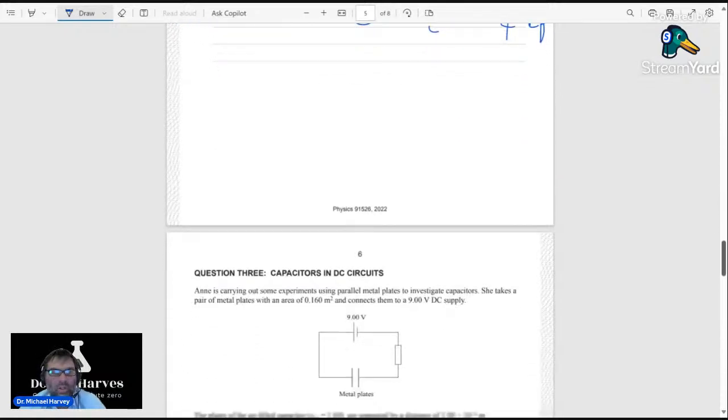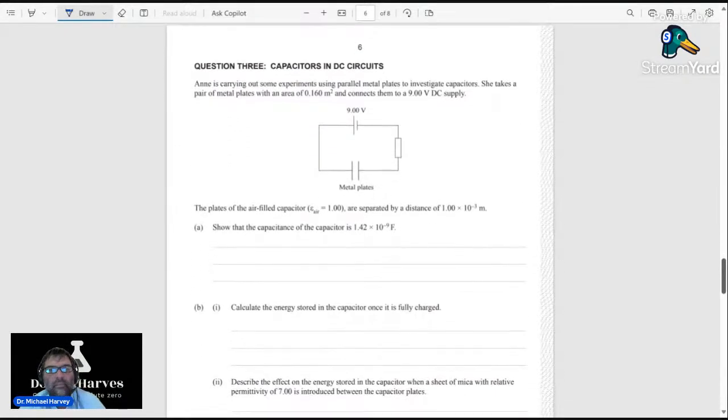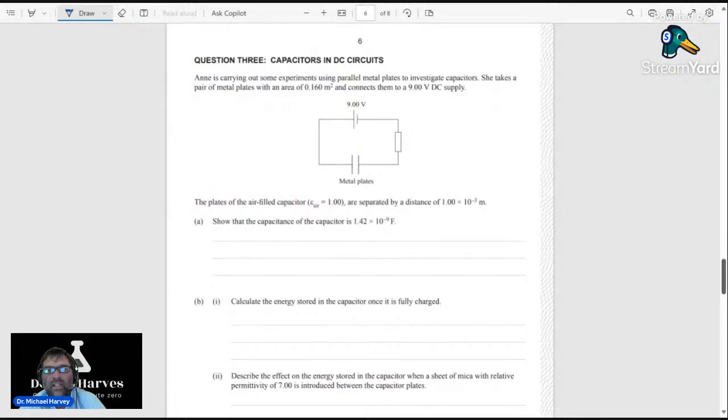No questions. Awesome. This question was a lot about AC. Question 1 was about inductors in DC, sorry. So inductors in DC, this is capacitors in DC, important distinction.